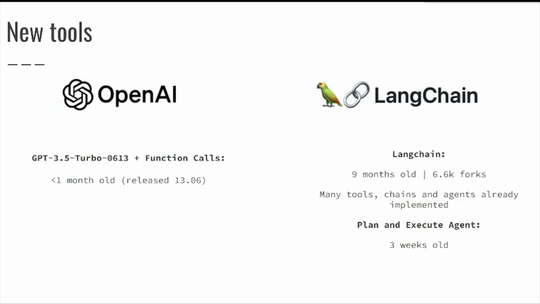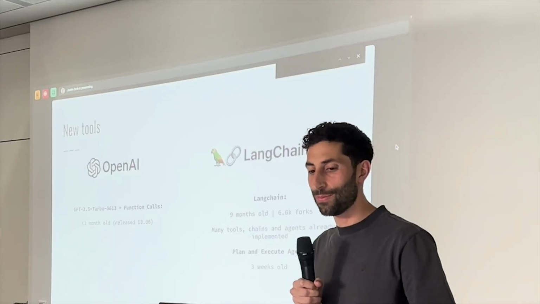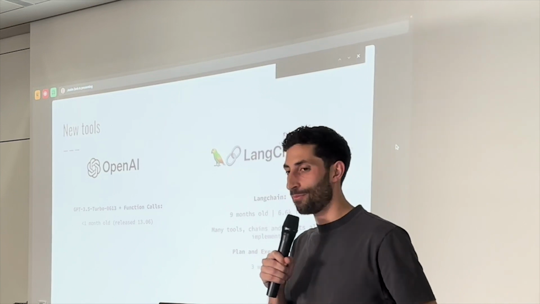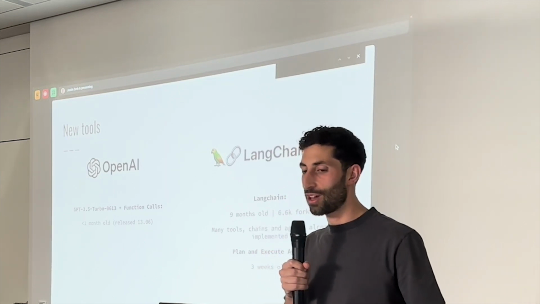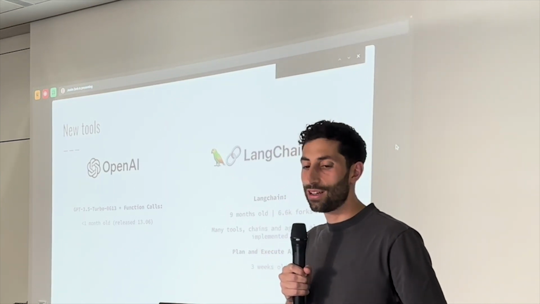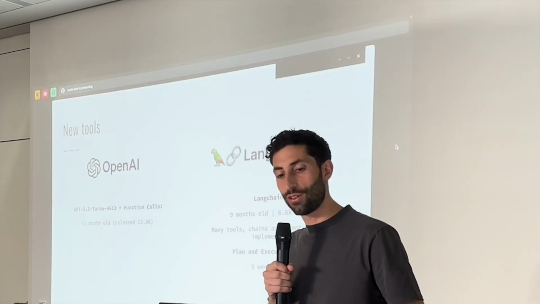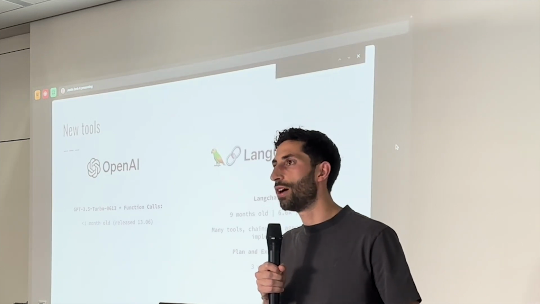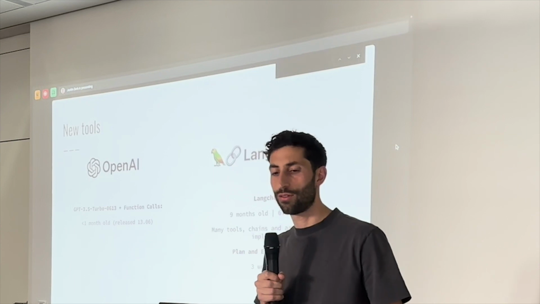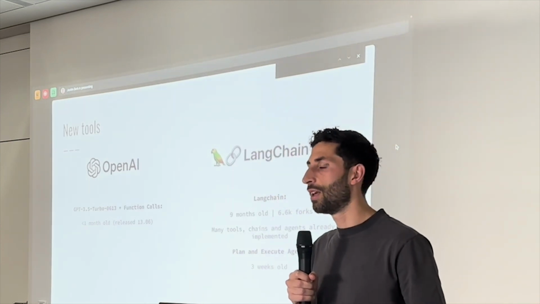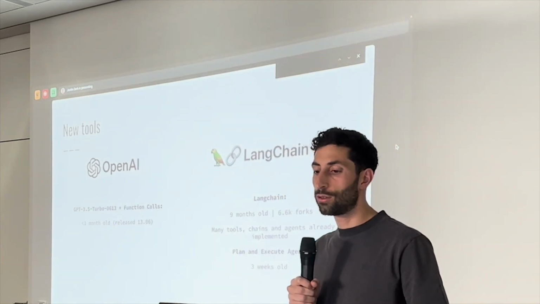Then the tools that we found today. We didn't realize when we first started working on these projects that we decided to work with things that had been released the previous week. We figured that out 10 days later. OpenAI, for those of you who don't know, is the parent company of ChatGPT. They released GPT-3.5 Turbo, which is fine-tuned to run function calls from the chatbot. And LangChain is a little bit older. It's 9 months old.